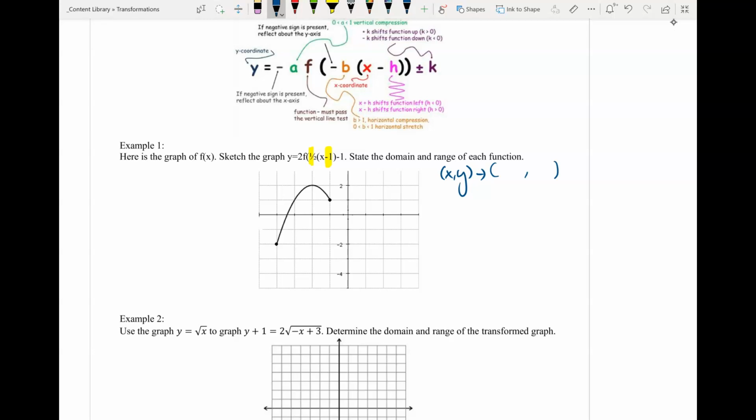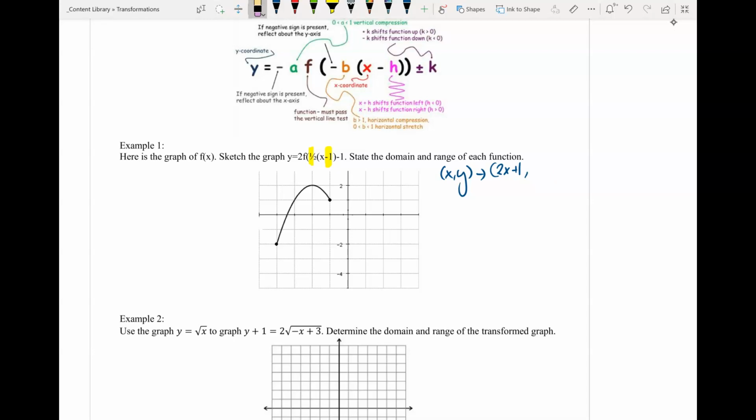For the half, if we want to write this in terms of how it's being affected on that x value, this is going to be not a half, but 2 times x. And instead of -1, we would add 1 because we're moving to the right.